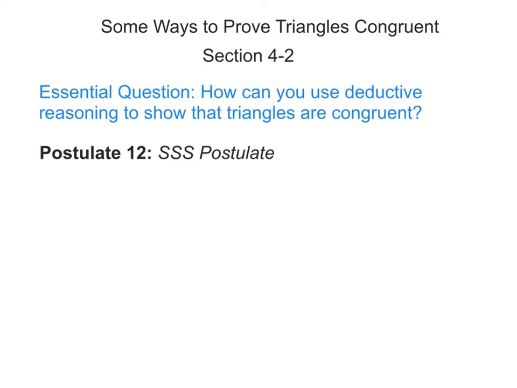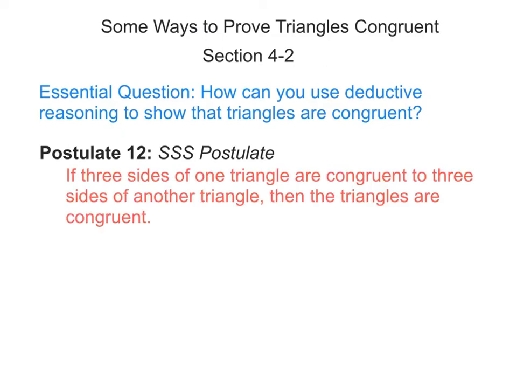The first postulate is postulate 12, or as it is sometimes referred to, the SSS postulate. And this postulate simply states that if 3 sides of one triangle are congruent to 3 sides of another triangle, then the triangles are congruent. That's why this is referred to as the SSS postulate, because it only deals with the 3 sides, SSS. We don't care anything about the angles. If those 3 sides are congruent, then the triangles are congruent.